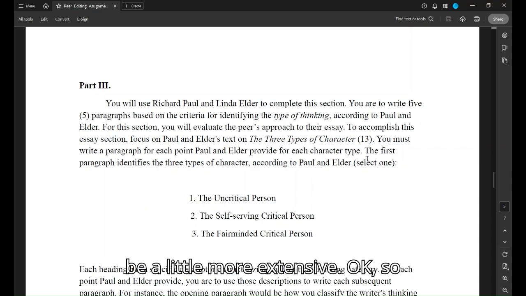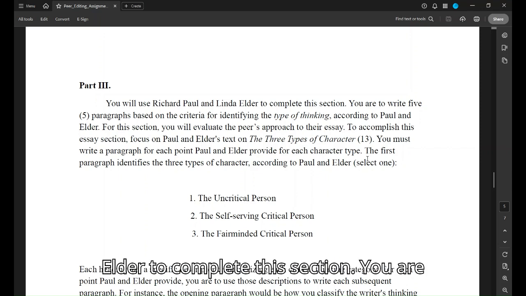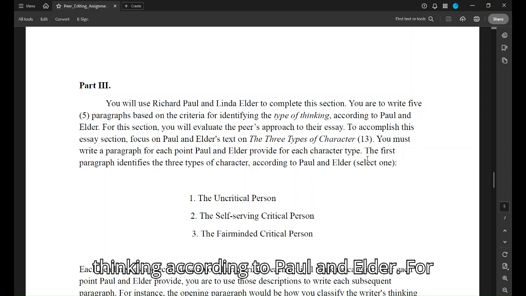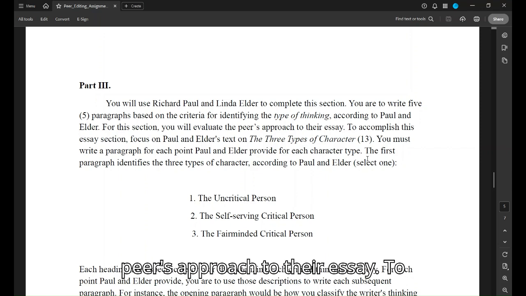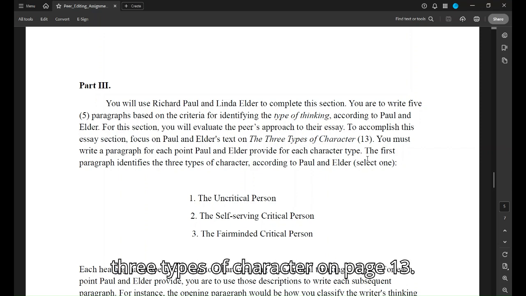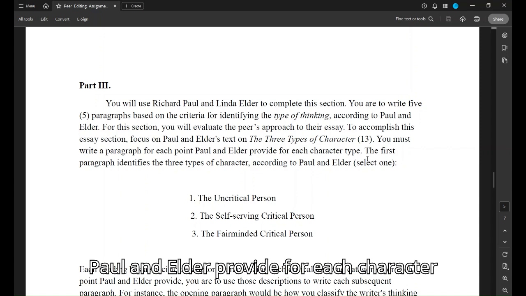Okay. So then you will use Richard Paul and Linda Elder to complete this section. You are to write 5 paragraphs based on the criteria for identifying the type of thinking according to Paul and Elder. For this section, you will evaluate the peers' approach to their essay. To accomplish this essay section, focus on Paul and Elder's text on the 3 types of character on page 13. You must write a paragraph for each point Paul and Elder provide for each character type.